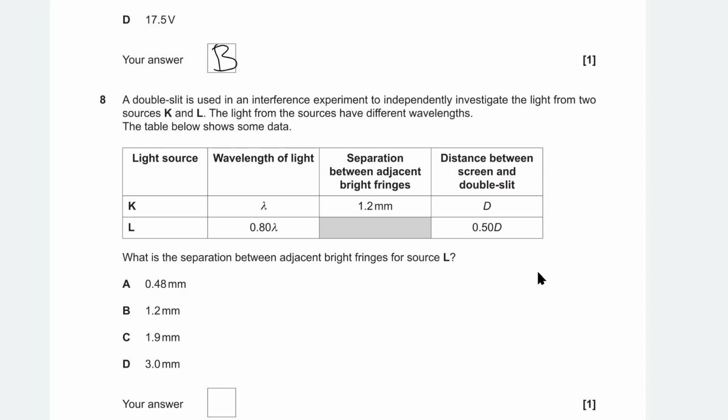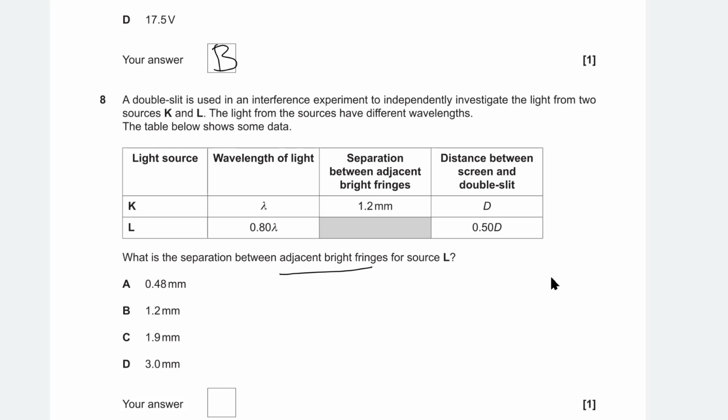A double slit is used in an interference experiment to independently investigate the light from two sources, K and L. The light from the sources have different wavelengths. The table shows some data: light source, wavelength, separation, distance. What is the separation between adjacent bright fringes for source L?